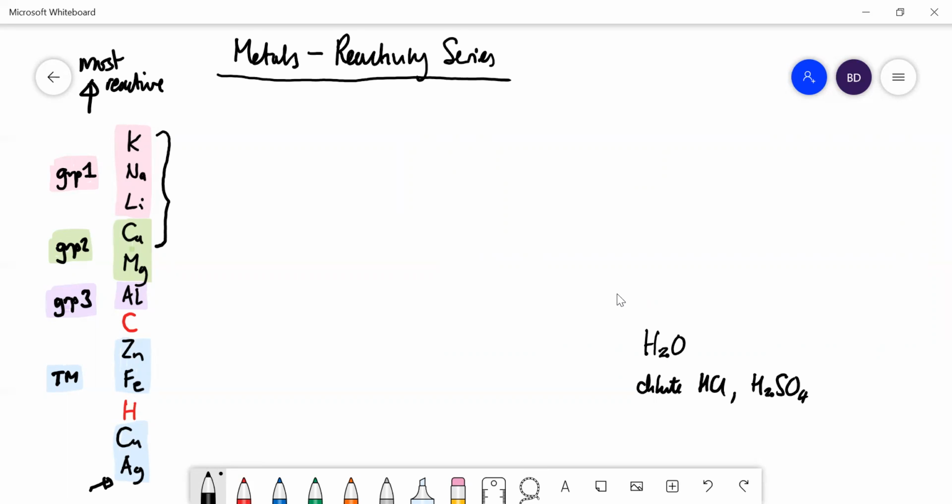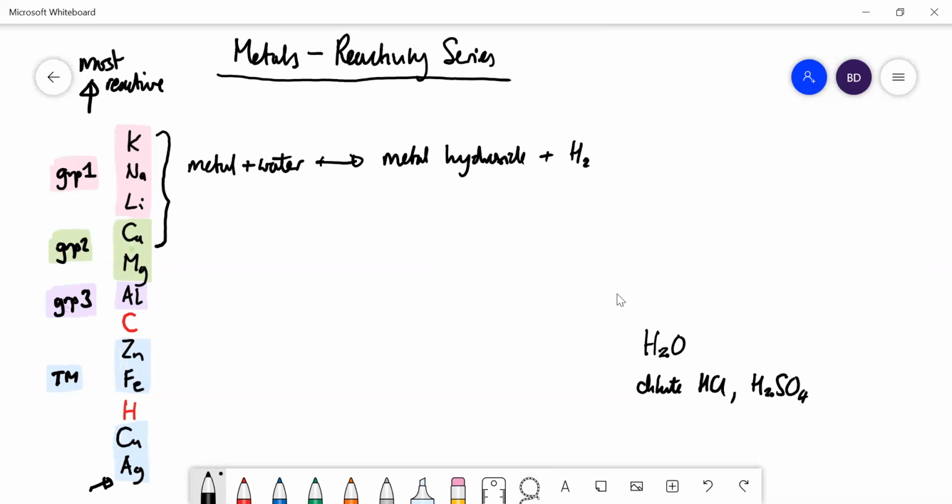So you'll get the metal plus water forming the metal hydroxide and hydrogen gas. And in the case of potassium, that's explosive with water. Calcium just fizzes away quite slowly.